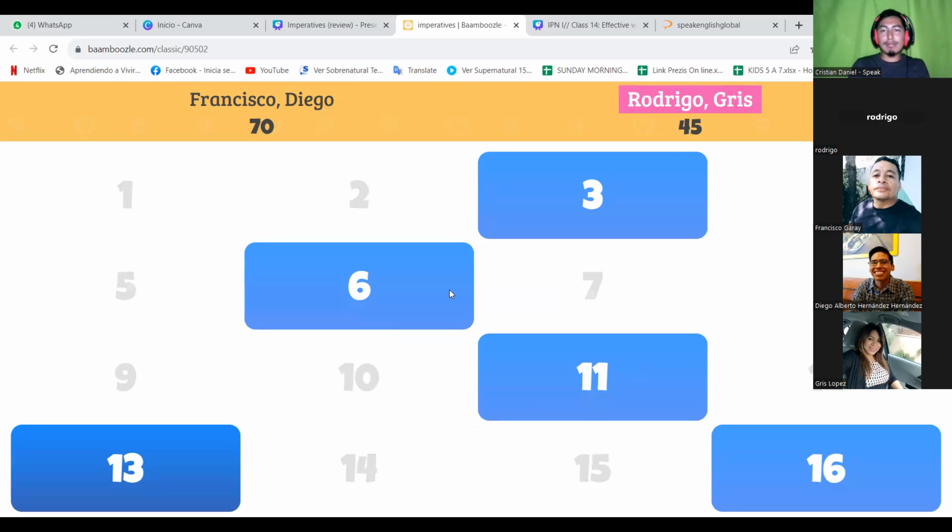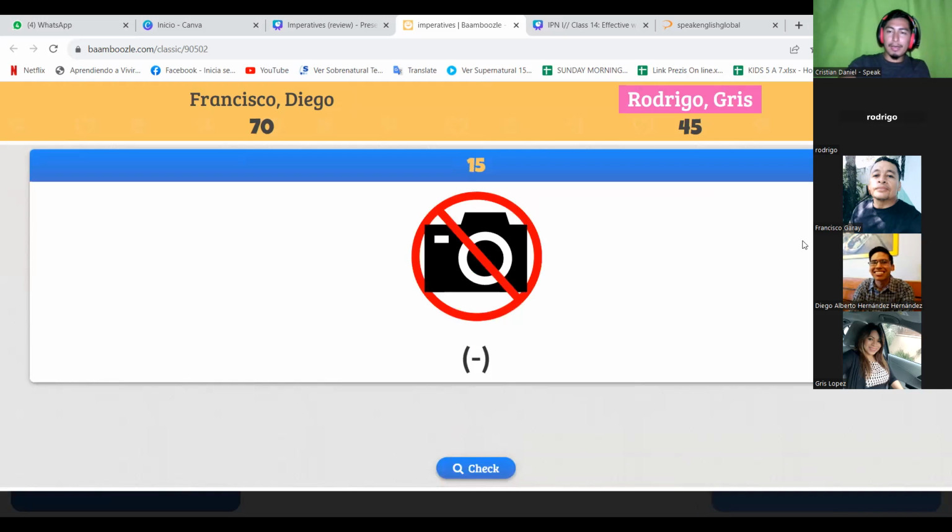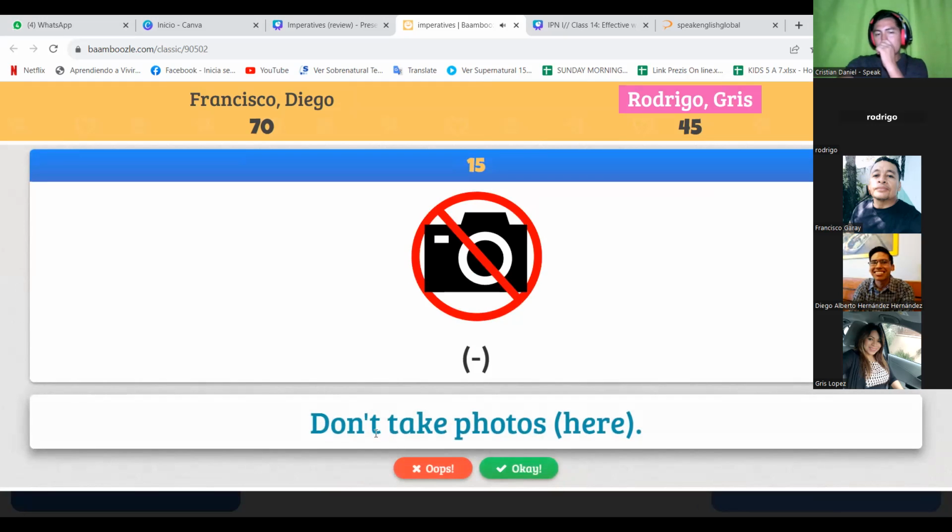Okay, let's continue with Griselda. You still have the opportunity to win. Go ahead. Number 16. Number 16, let's see. Okay, what could be the right sentence? Don't take a picture. Don't take pictures. Okay, let's see. Very good. Or don't take photos. Okay, both are correct.